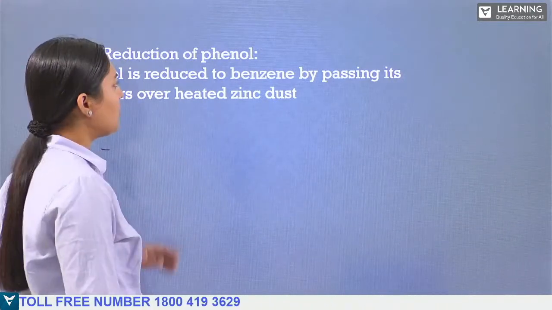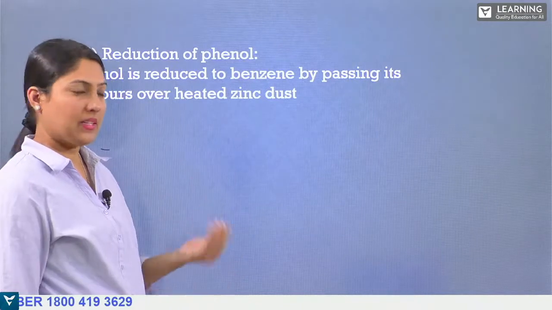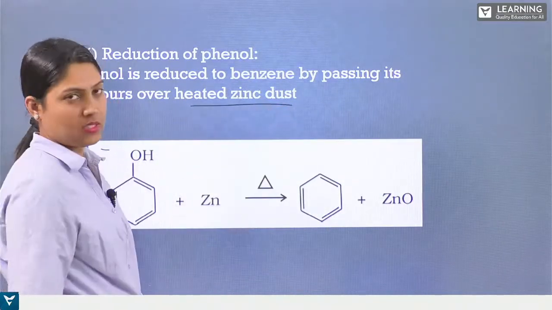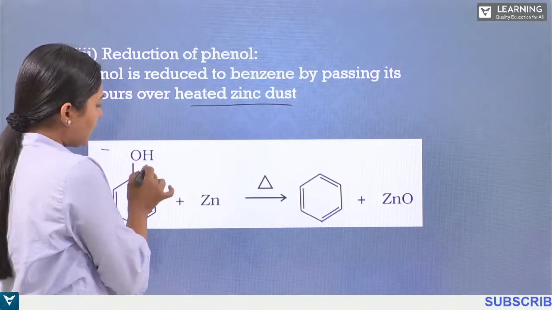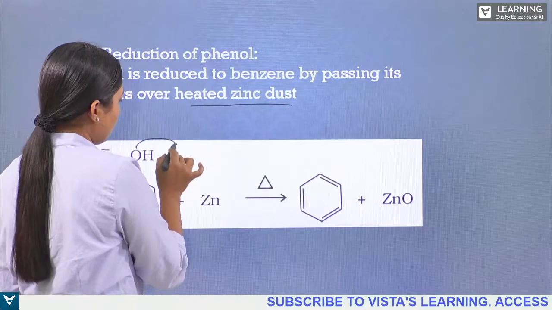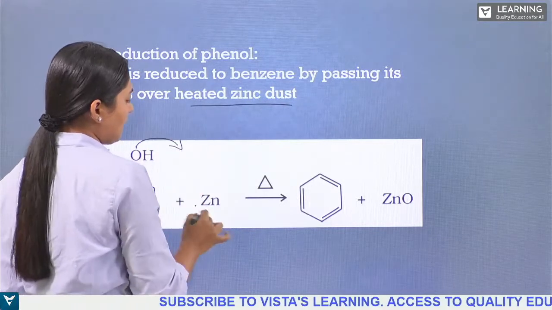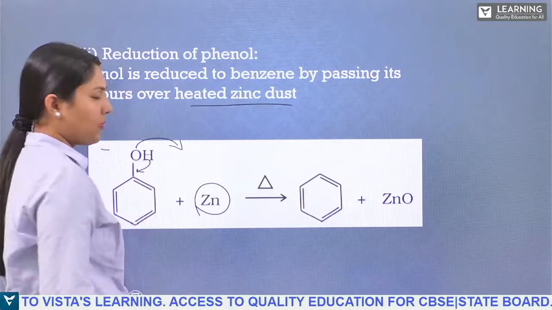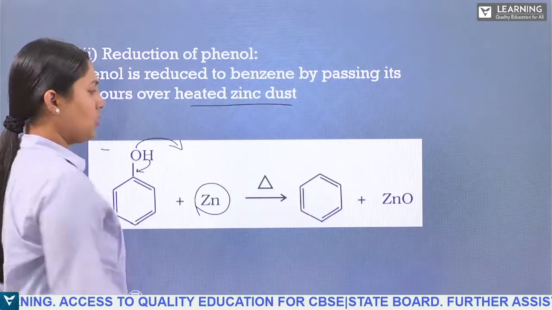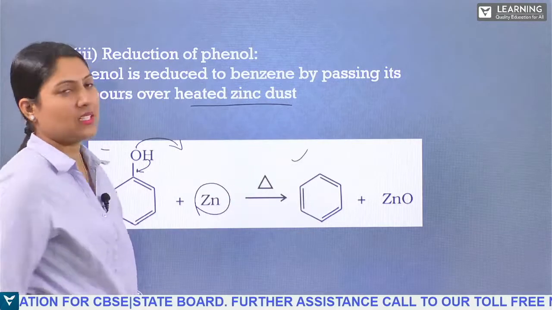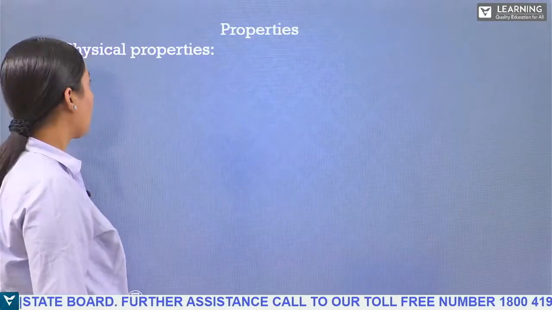So phenol is reduced to form benzene by passing its vapor over zinc dust. What happens? We have the OH group, and that will be removed easily. The oxygen can be removed easily by zinc, forming benzene. Hydrogen will attach back to this, such that we get this reaction with the formation of benzene and zinc oxide.